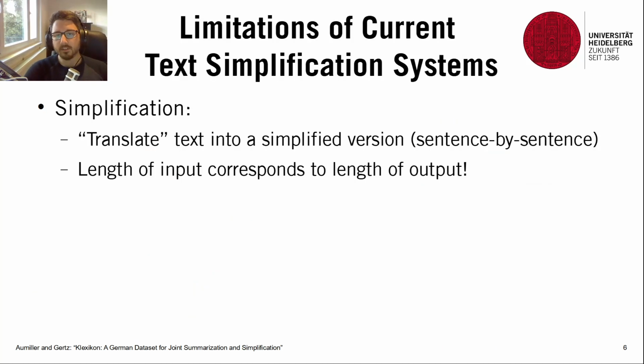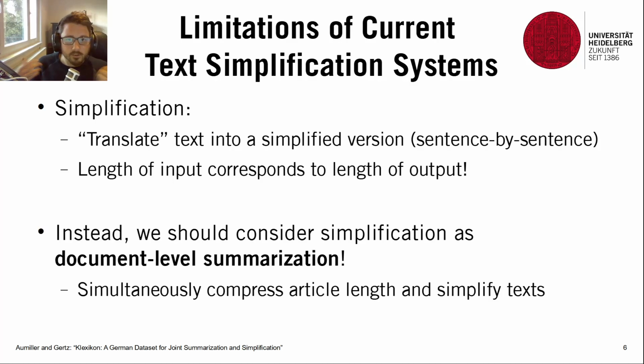When we're looking at simplification and how it is currently treated in the natural language processing community, we find that it's generally tasked as a translation, meaning that we have a source article in normal language written for adults and a simplified version which is treated as a different language and then translated sentence by sentence. Given this sentence level alignment and sentence level treatment of articles, we find that the length of the input article is oftentimes the same or even exceeding the length of the output article.